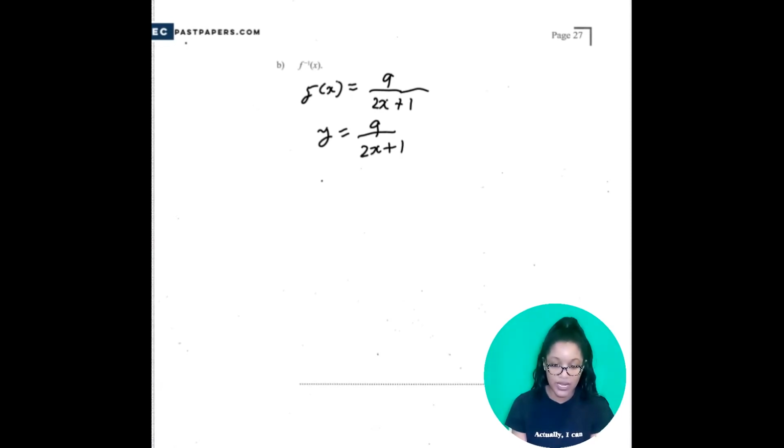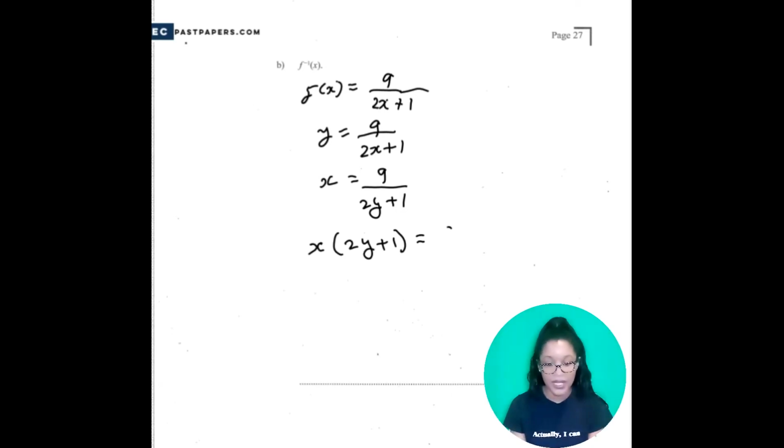So x is equal to 9 all over 2y plus 1. So we're making y the subject of the formula. So let's send the whole denominator to the other side. So it'll be x multiplied by 2y plus 1 is equal to 9. We expand, so x by 2y is 2xy, and x by 1 is x. So 2xy plus x is equal to 9.